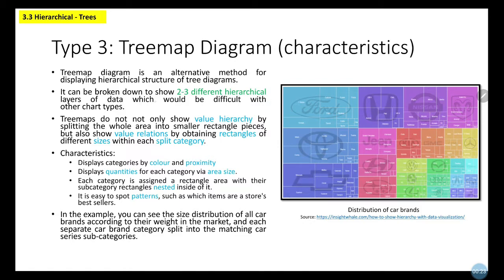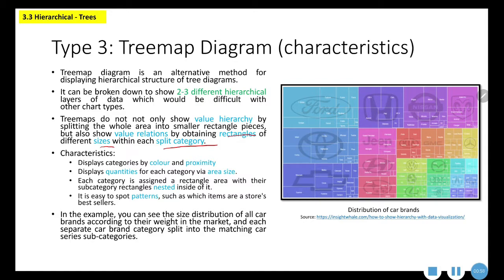It can be broken down to show 2 to 3 different hierarchical layers of data, which would be difficult with other types of chart. Tree maps do not only show value hierarchy by splitting the whole area into smaller rectangle pieces, but also show the value relations by obtaining rectangles of different sizes within each split category.